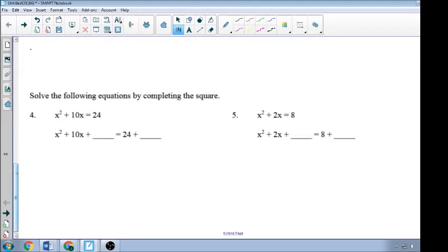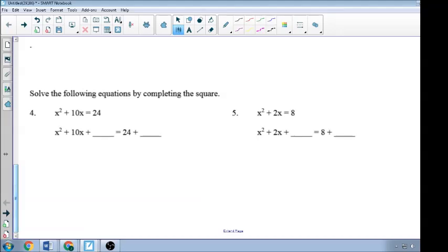Okay? Now, on to example 4 and 5. We're going to solve these 2 examples using completing the square. So our first step is exactly what we've been doing before, where I want to fill in the blank with my middle term first. So I'm going to take 10, divide by 2, and square it. So 10 divided by 2 is 5.